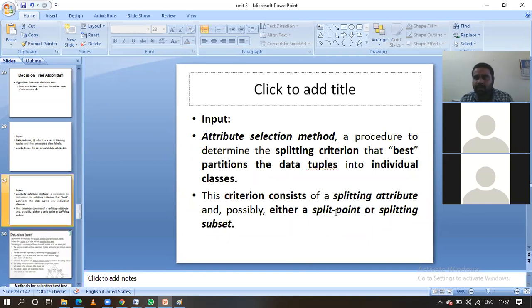Split point means, for example, income: income greater than 65,000 is one group, and less than 65,000 is another group. That comes under the split point. In this way we separate the attributes. The attribute selection method also decides which branch we make the root node. After making the root, we make the different attributes the internal nodes, and the attribute selection method is very helpful for framing the internal nodes too.